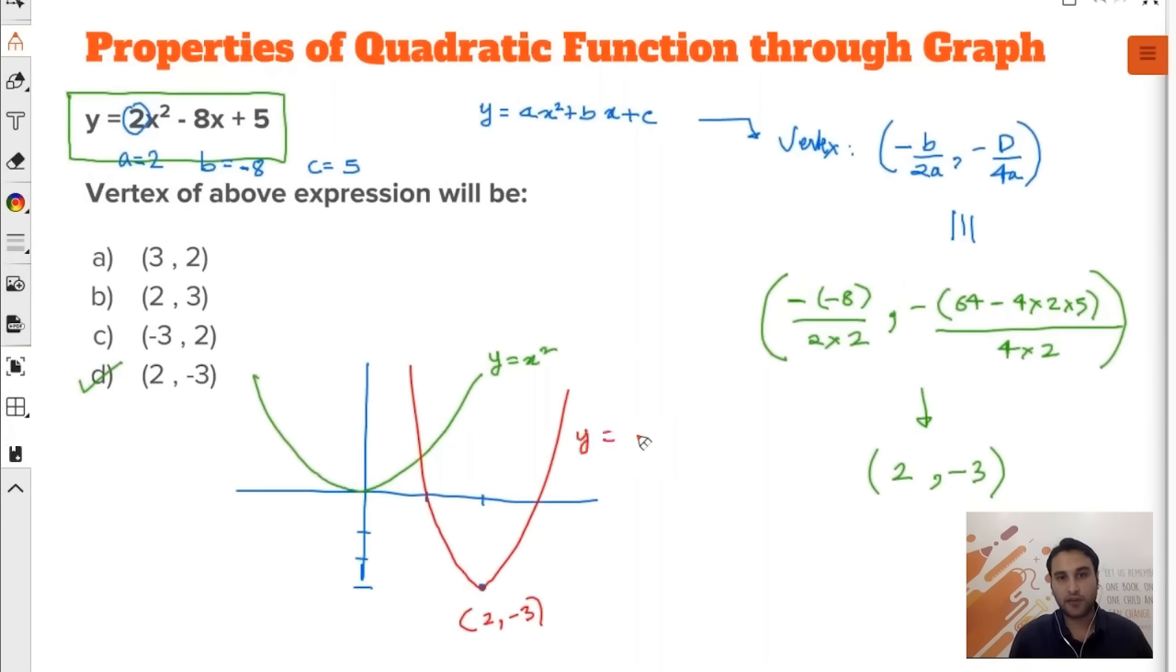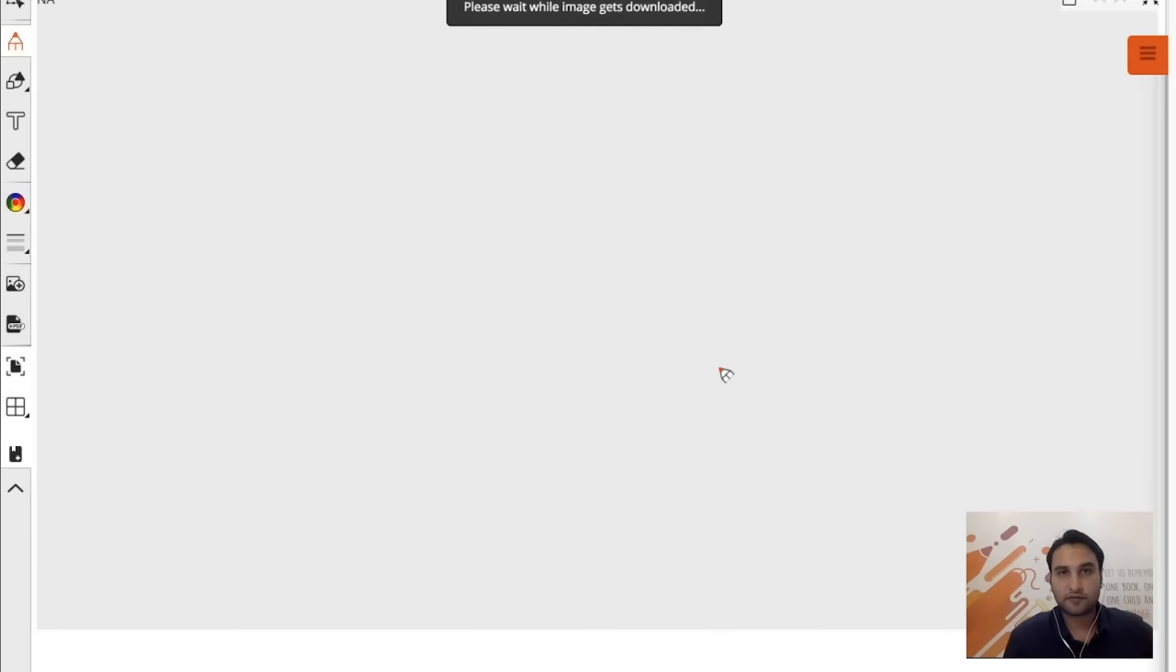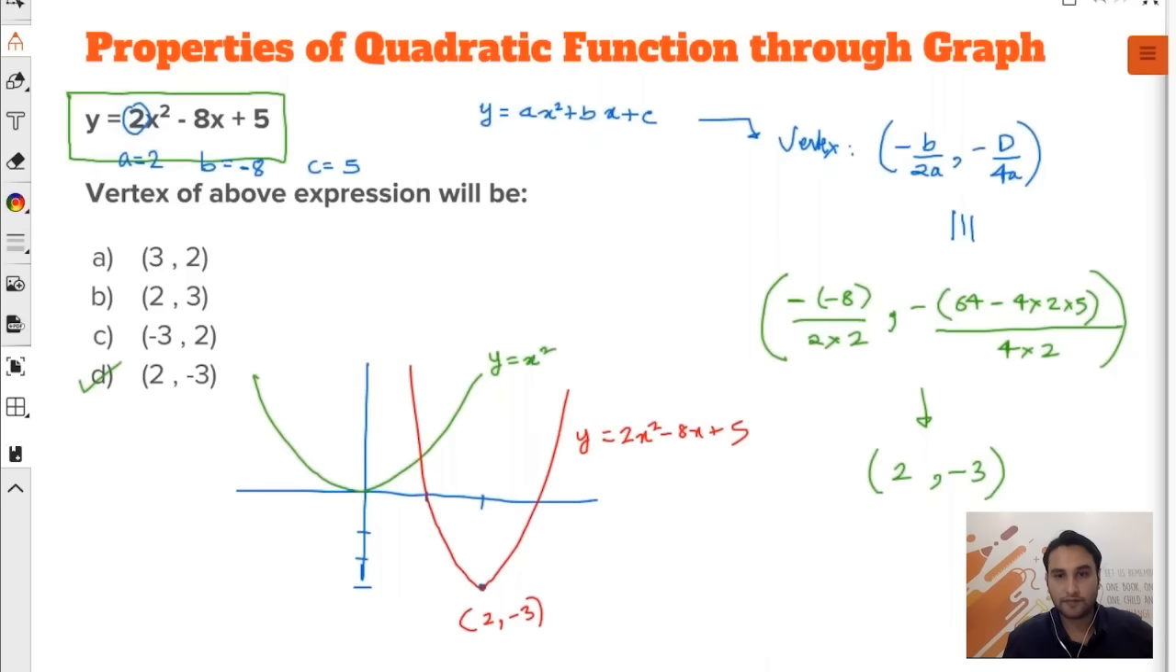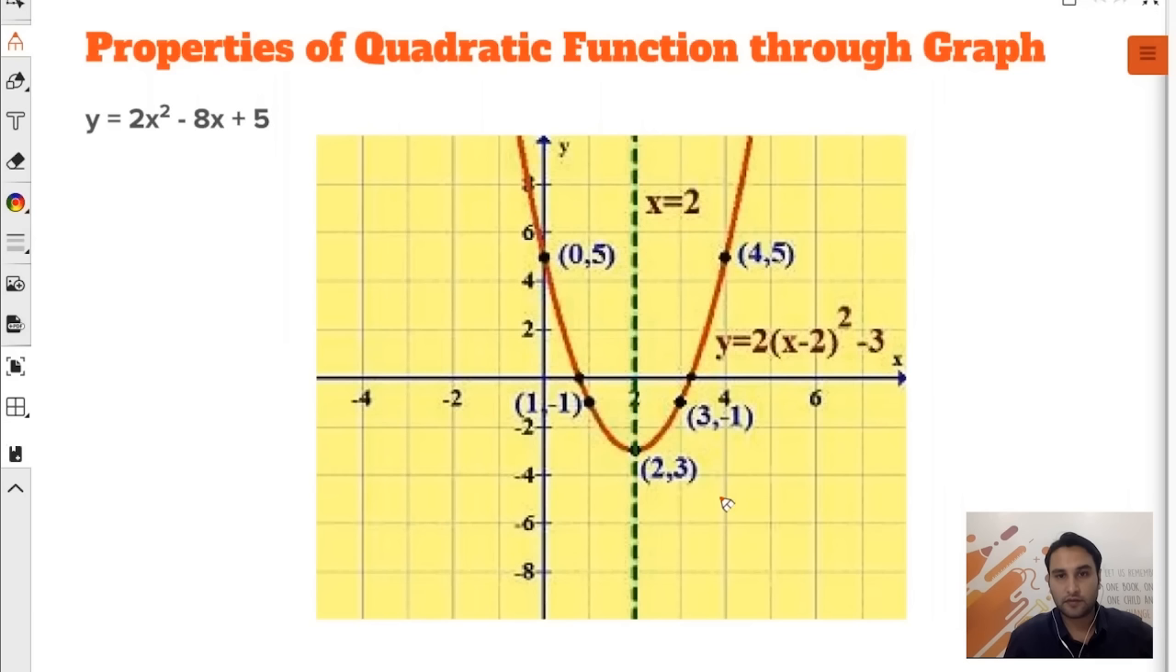Yeah, so simple, right? Done. So this is the graph. Yeah, 2 comma minus 3. This is the graph. Okay? Chalo. Let's move ahead.